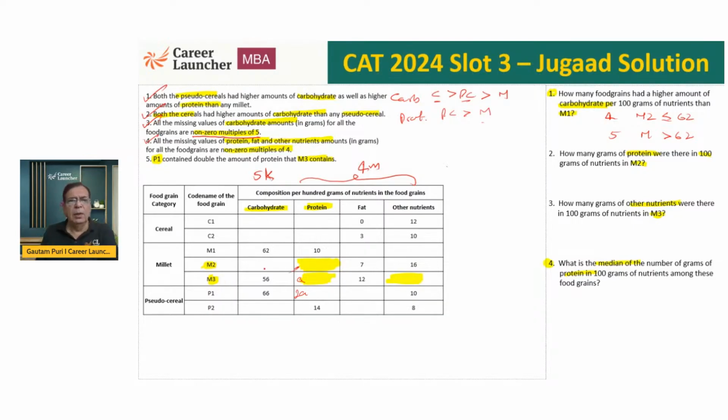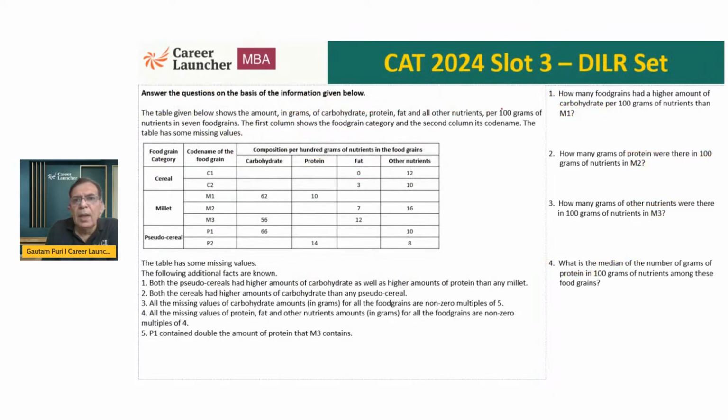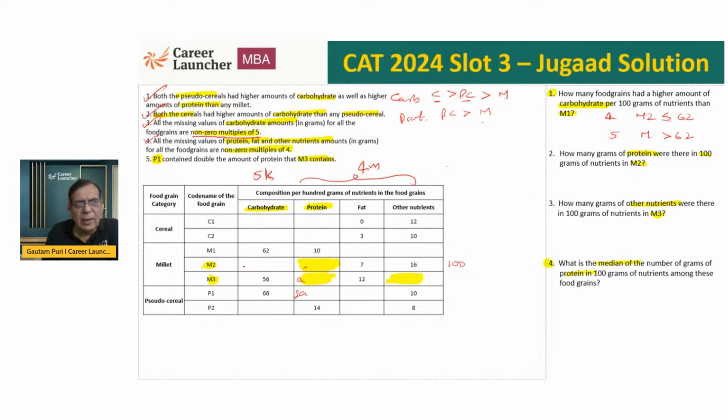Now, what is M2 going to be? Because the summation has to be 100. It is out of 100 grams of nutrients, and the nutrients are carbohydrate, protein, fat, and all others. So the summation has to be 100. Let's say 5x and 4y, because these have to be multiples. So what can we say? You can say 5x plus 4y plus 23 is equal to 100.